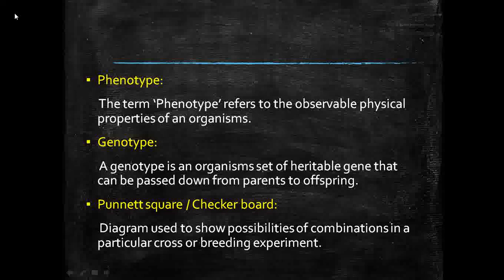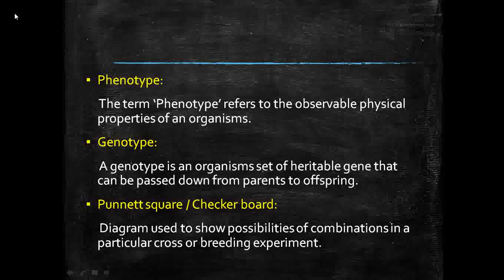The next term is genotype. A genotype is an organism's set of heritable genes that can be passed down from parents to offspring. So it is the genes which are responsible for the expression of the phenotype or the characteristics. It is a genetic makeup, or set of genes, which are responsible for the formation of particular characteristics.